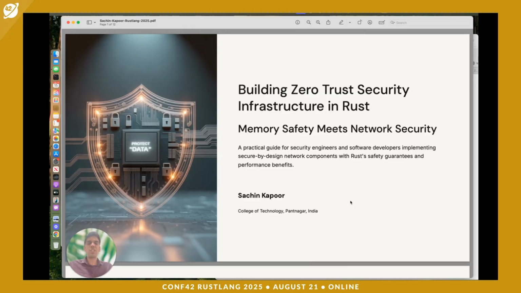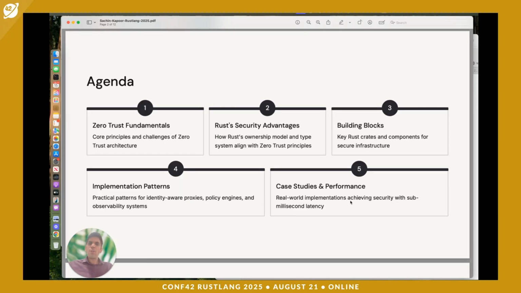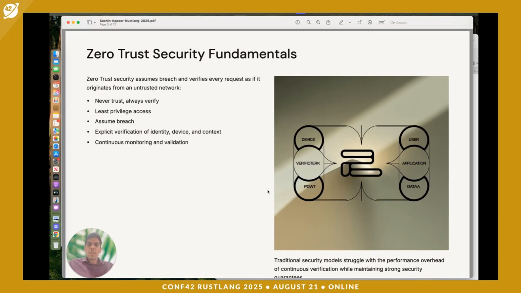security infrastructure in Rust. I will walk you through what zero trust means and some of the fundamentals of it, what advantages Rust brings to this problem. We'll also go through some of the building blocks Rust provides to build a secure infrastructure. Then we'll look at some implementation patterns and close with some performance numbers from real-world implementations. Let's start by looking at zero trust security fundamentals.